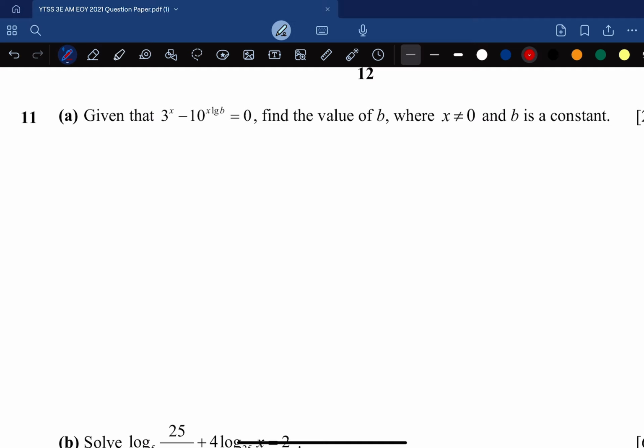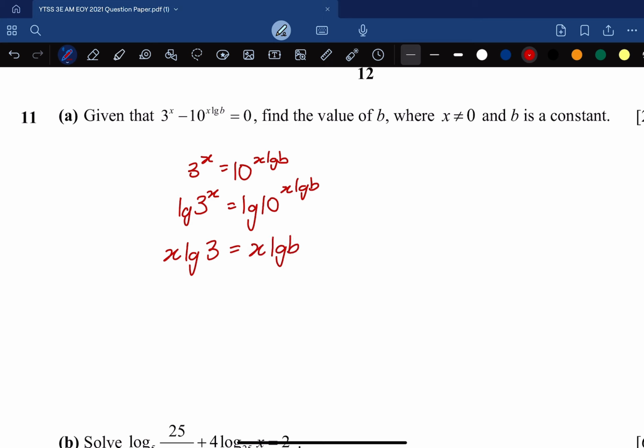So in this case over here, what I'll do is that I'll add this to both sides first. So therefore, 3 power x is equal to 10 power x log b. Okay, then from here, I'll take log on both sides. Log 3 power x is equal to log 10 power x log b. And we know that, therefore, I can bring down by power law. Okay, x log 3 is equal to x log b, and we know that log 10 is equal to 1.